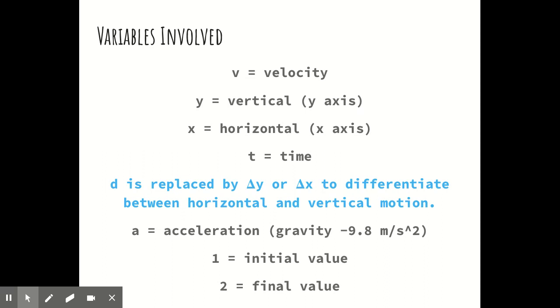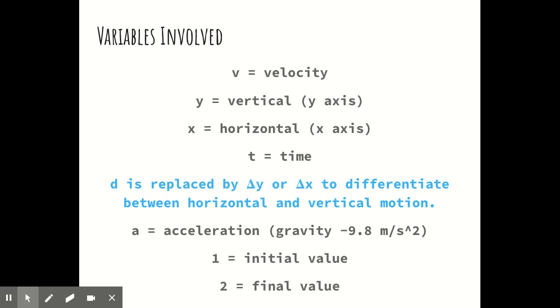So in all of our projectile motion problems, gravity, which is acceleration, will be negative 9.8 because gravity is always pulling downward. So we are initially launching or throwing the objects upward first, or they have some sort of horizontal motion first. So gravity will always be negative for these.